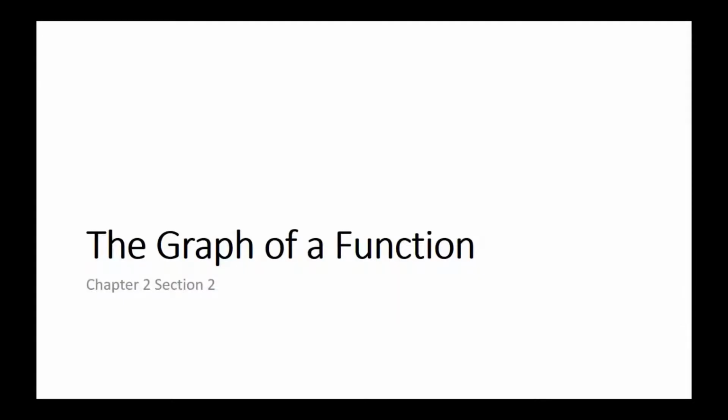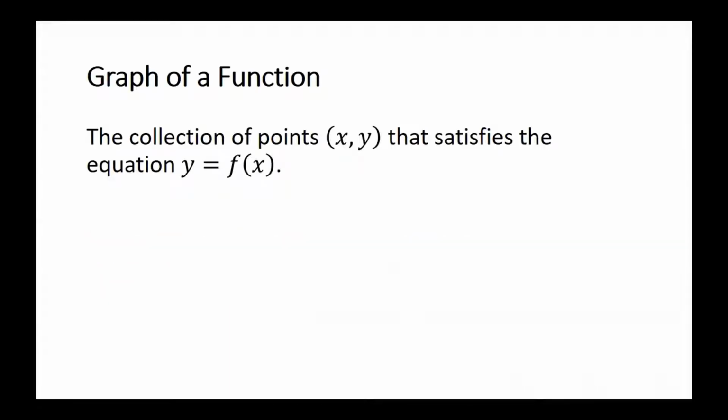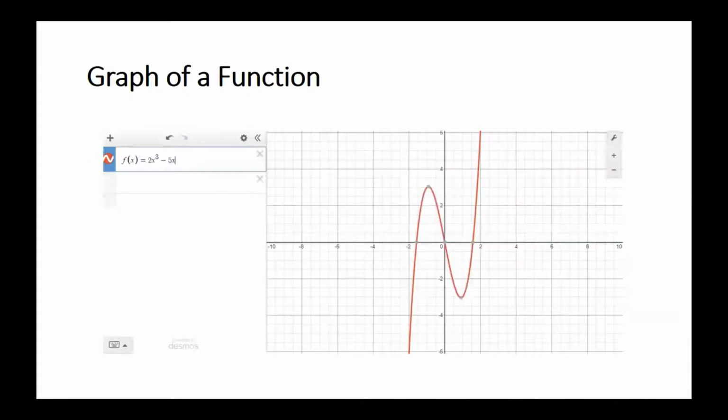The graph of a function, Chapter 2, Section 2. The graph of a function is the collection of points (x, y) that satisfies the equation y equals f of x. So it's just a visual representation of a set of points. Here's an example: f of x is equal to 2x cubed minus 5x.